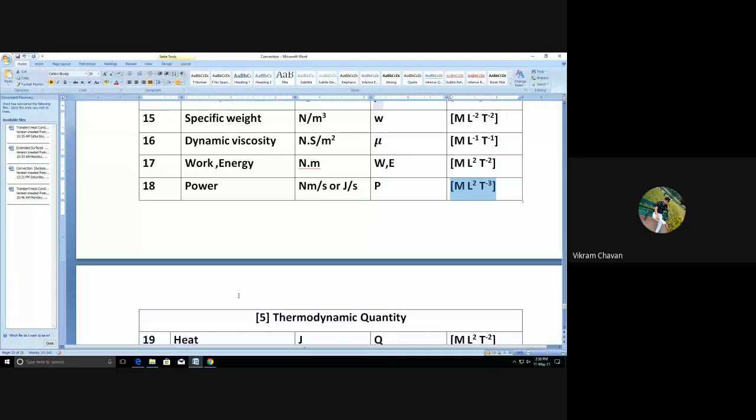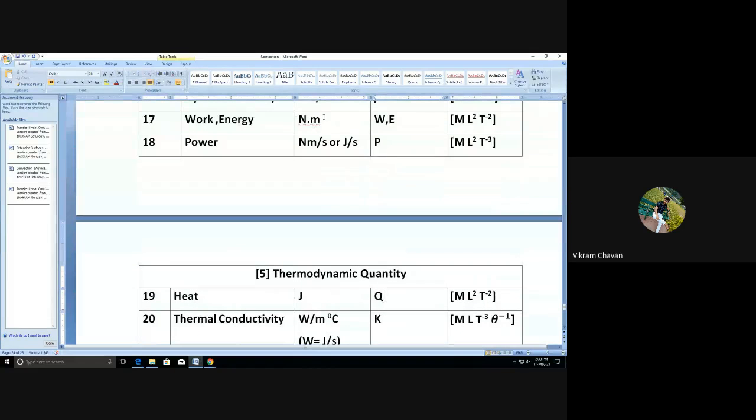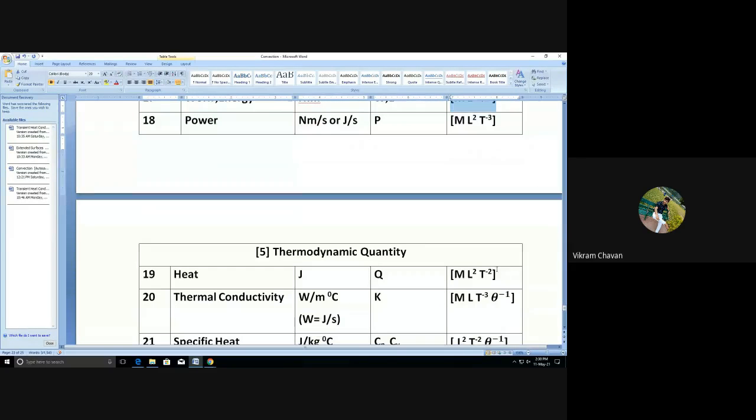Then the last segregation is thermodynamic quantities. The first quantity is heat. Heat SI unit is joule, and it is symbolically represented as capital Q. And the joule dimensions, Newton meter means what? Joule. And its dimensions are M L raised to 2 T raised to minus 2. The same dimensions for heat also we can use as M L raised to 2 T raised to minus 2.